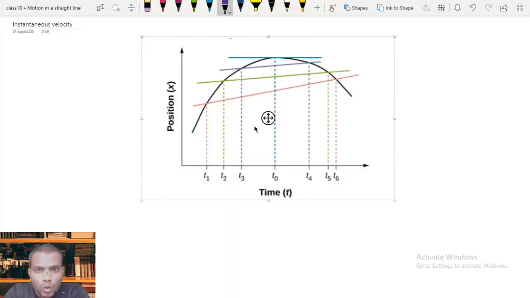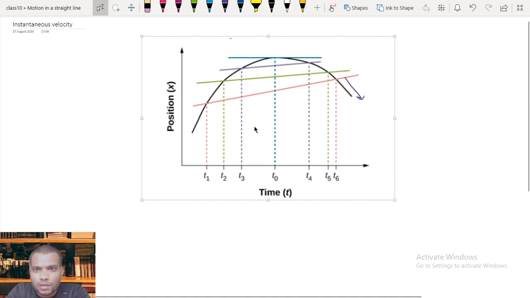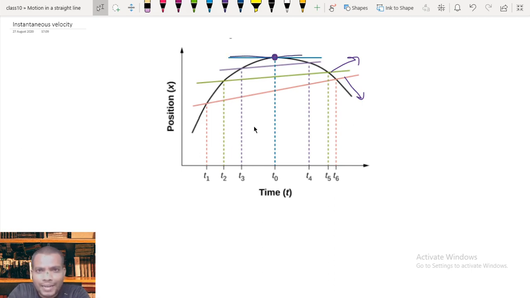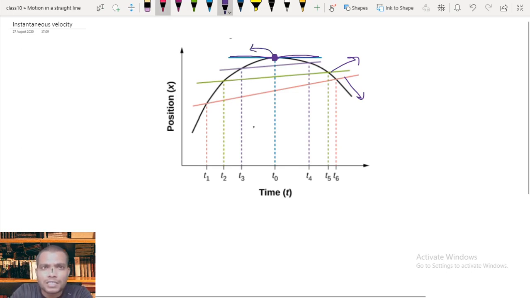So finally I can conclude that these are the average velocities for the position versus time graph, but if I want to find the velocity of a tangent line which is touching a curve at only one particular point, this gives me the instantaneous velocity.